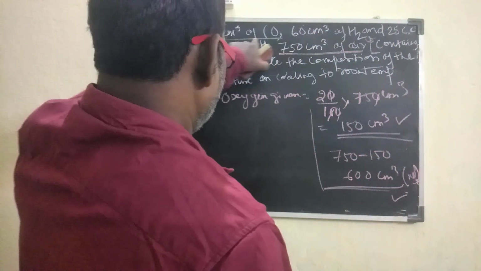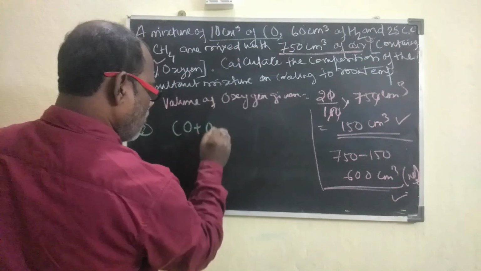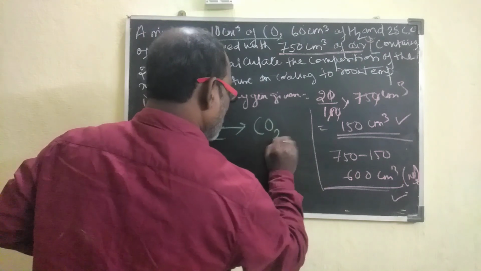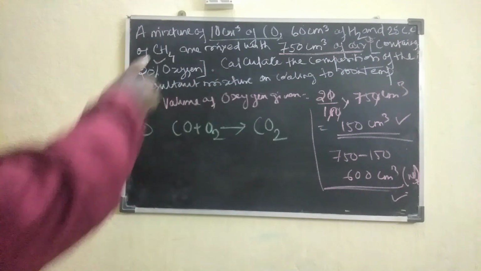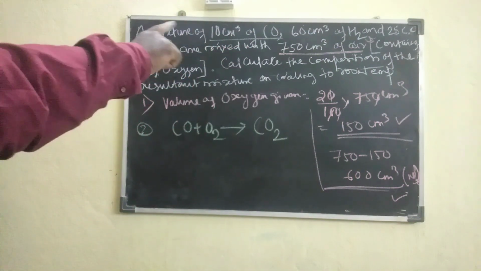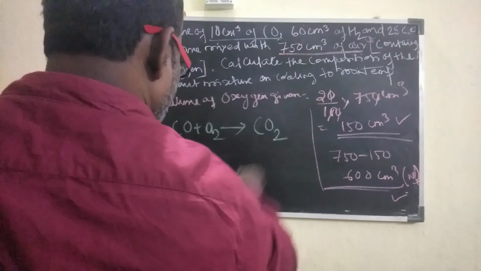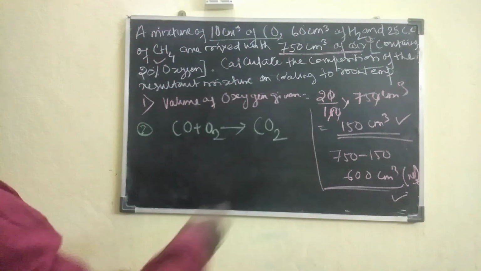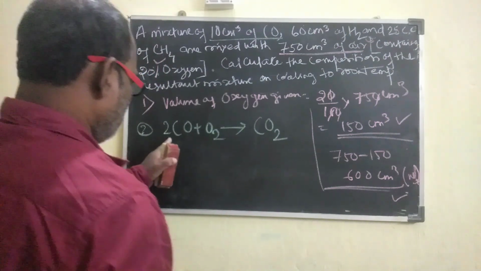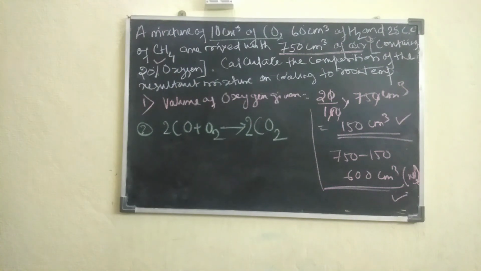What is given here? Carbon monoxide, CO plus O2 gives, try to understand this question again. Here it is given 10 centimeter cube of carbon monoxide is ignited. So now we have to balance this. So how can we balance? If you write here 2, see here, now it has been balanced.